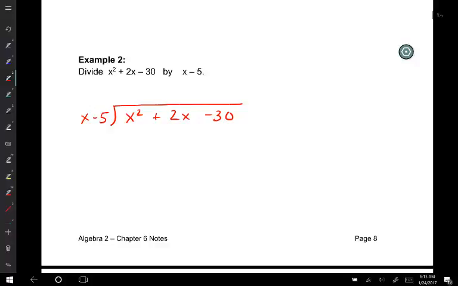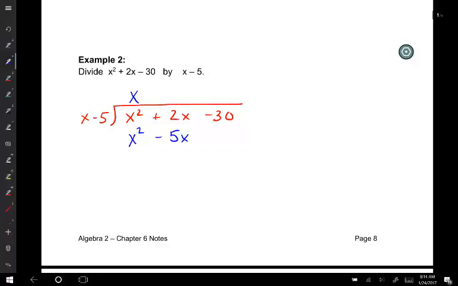All right. Our first question that we're going to ask ourselves is x times what is x squared? What's the answer? X times what is x squared? X. We're going to put an x up here. Now we multiply. X times x is x squared. And Paul, this is like the 23. We don't just multiply by the x, we're also going to multiply it by the minus 5. So x times minus 5 is minus 5x. Now notice I put it under the linear term, under the x term.